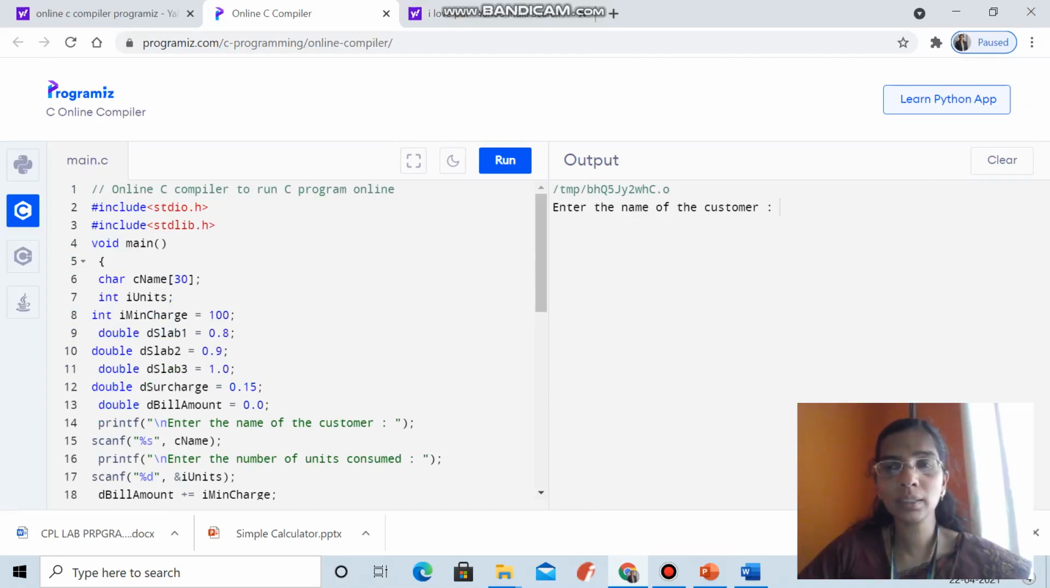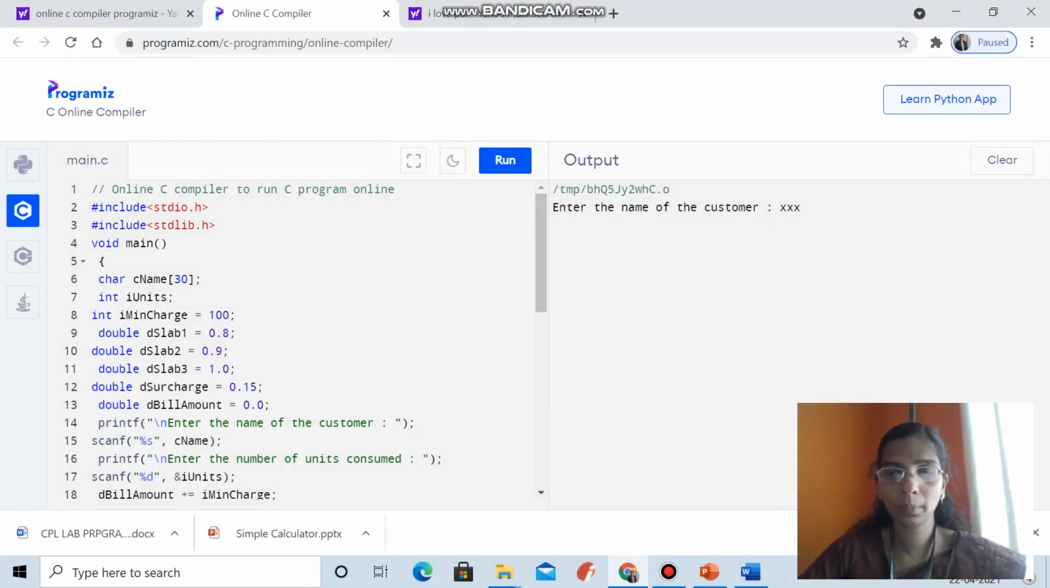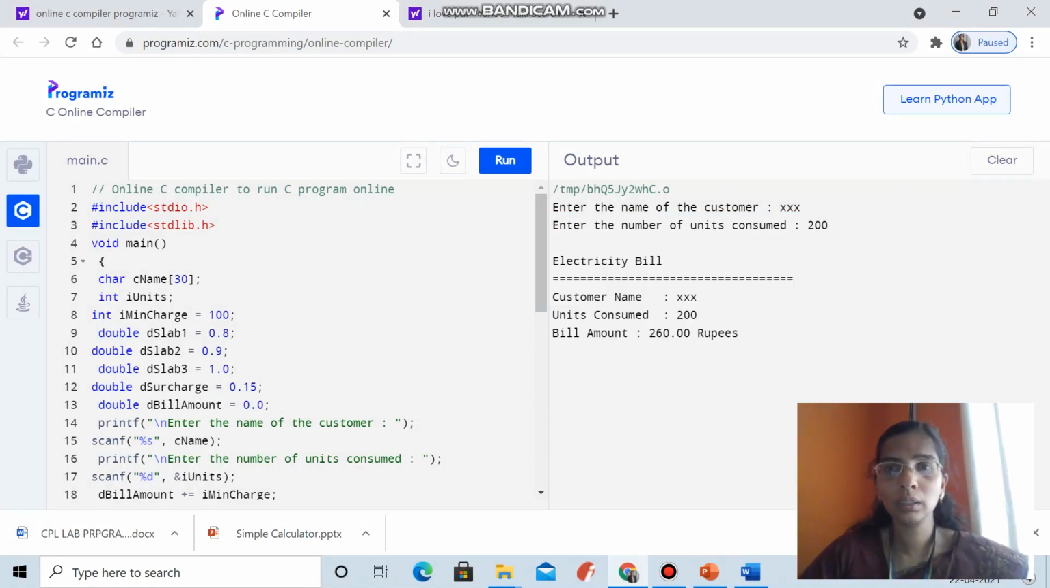Yes students, we can see the execution of our electricity bill program. I have typed the program. You can run it, execute it. You can give any customer name. And the units consumed, I'll take 200. That is 200 into 80 paisa. It is exactly 200, so it comes in the first slab. 160 rupees you will get, plus the minimum charge 100. Total will be 260.